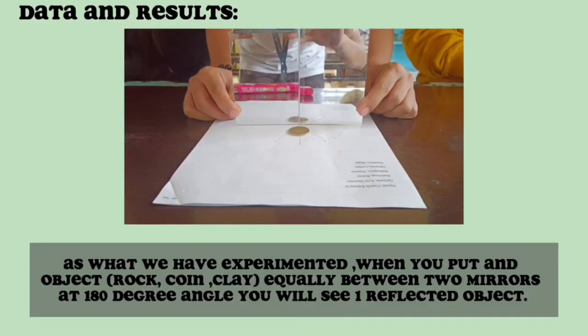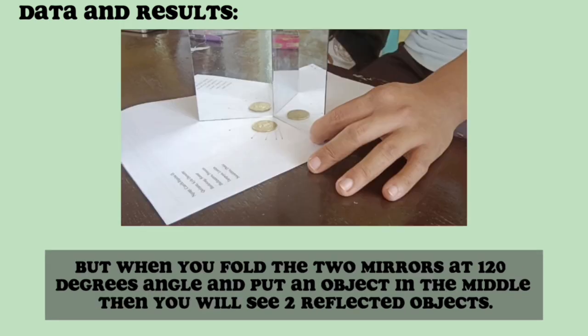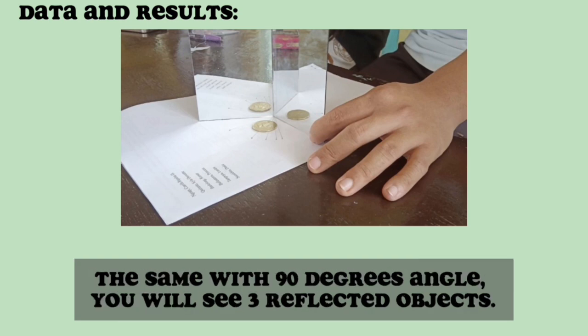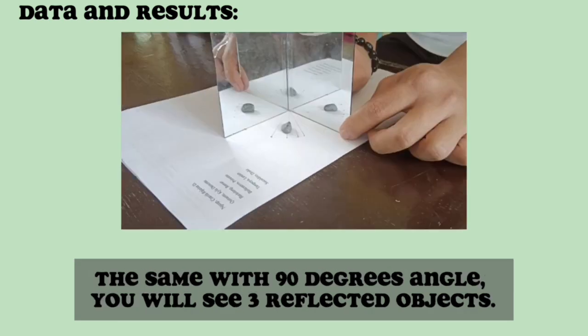As we have experimented, when you put an object equally between two mirrors at a 180-degree angle, you will see one reflected object. But when you fold two mirrors at a 120-degree angle and put an object in the middle, you will see two reflected images. The same with a 90-degree angle, you will see three reflected objects.